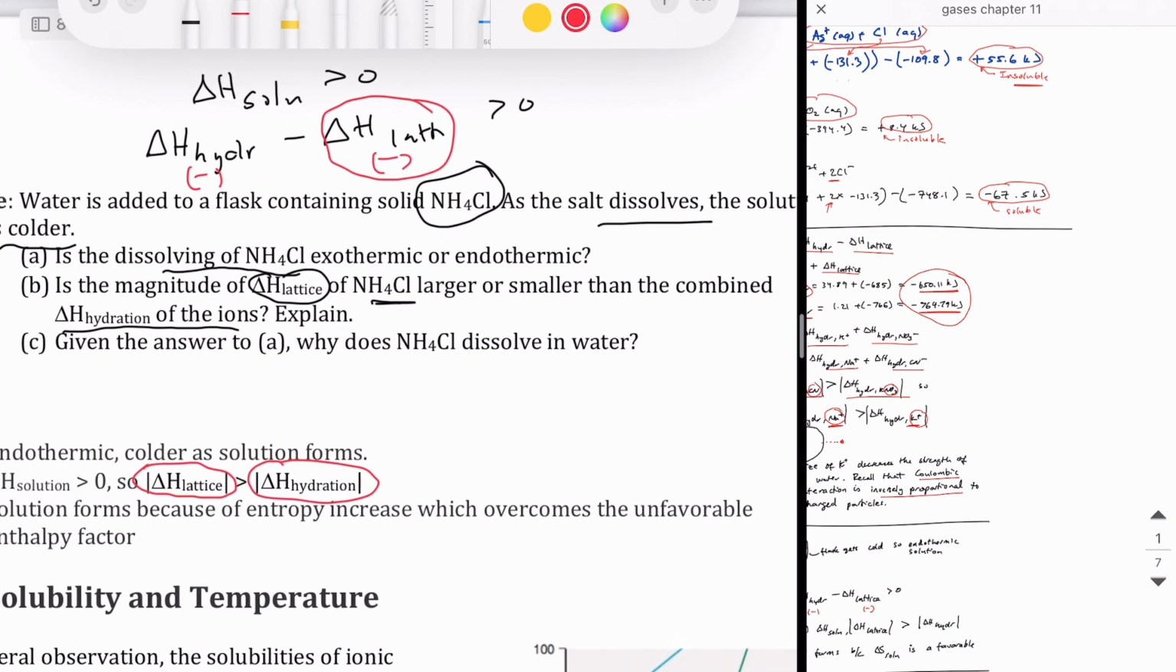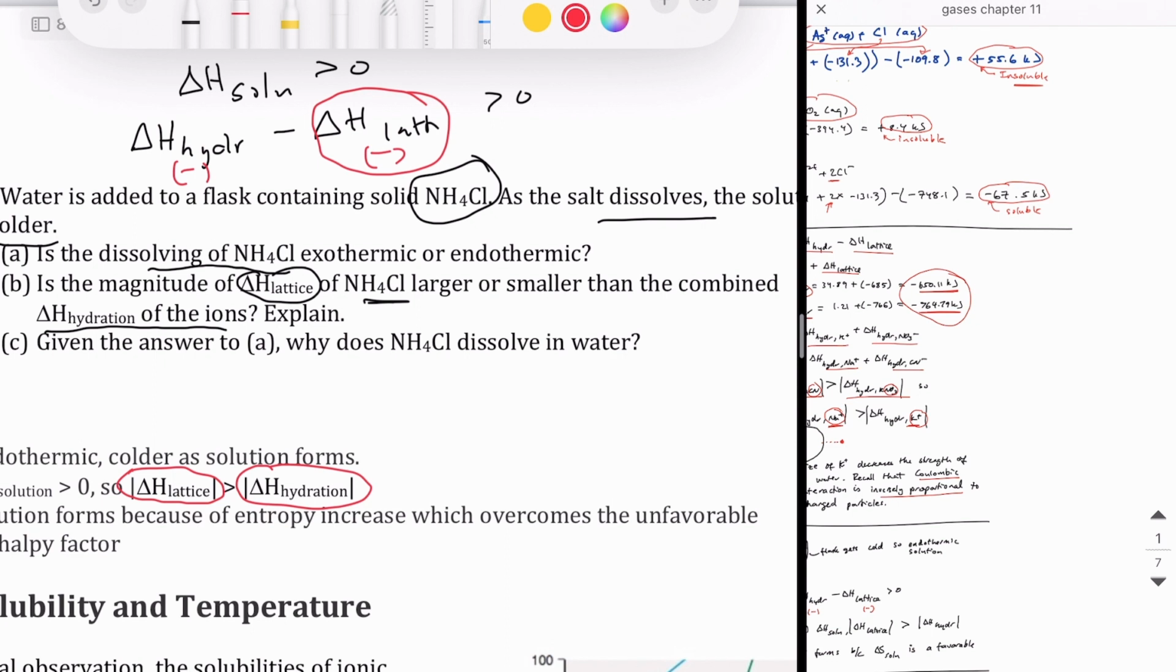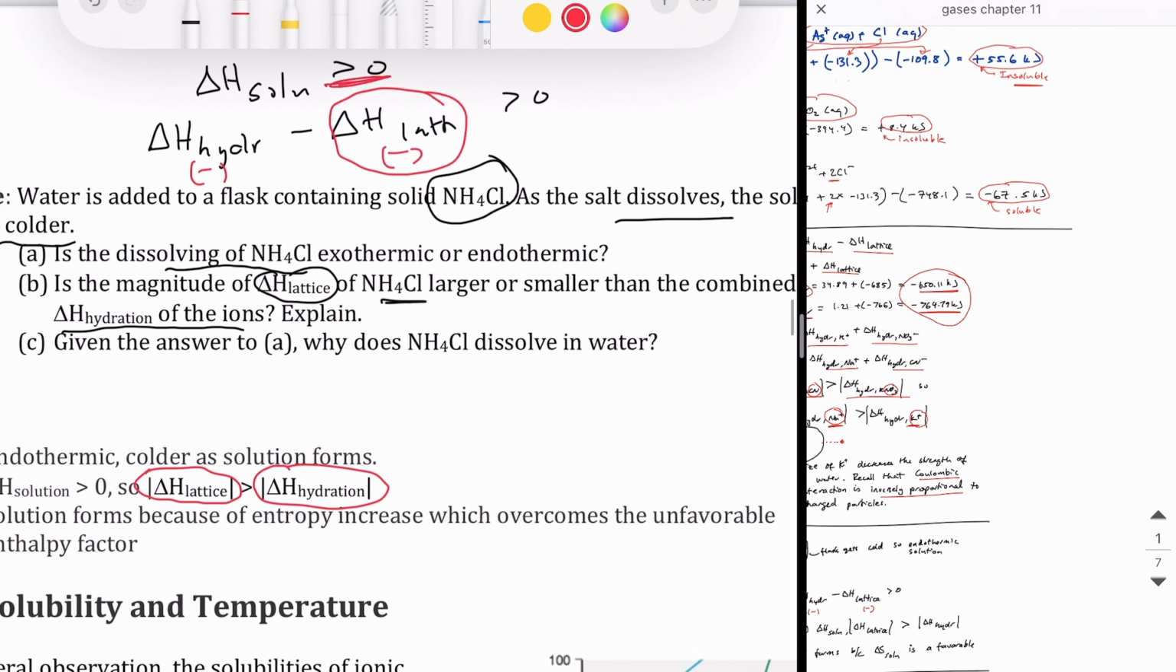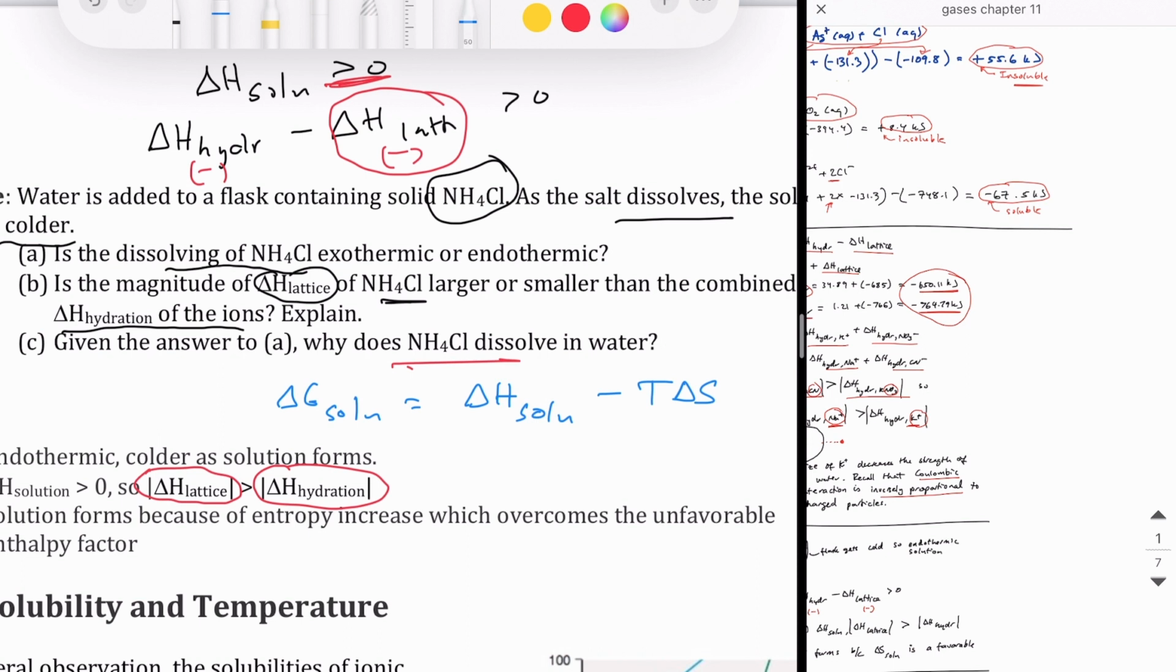Okay, so the last question is, if the delta H of solution is positive, why does ammonium chloride still dissolve in water? This is a question that we've answered a couple of times before. The reason is that delta H is not the only factor that we consider when we're thinking about solution formation. It's delta G, and delta G has two different things in it. It has delta H and also delta S. As we've seen a few times now, the delta S of the solution is driving solution formation here.